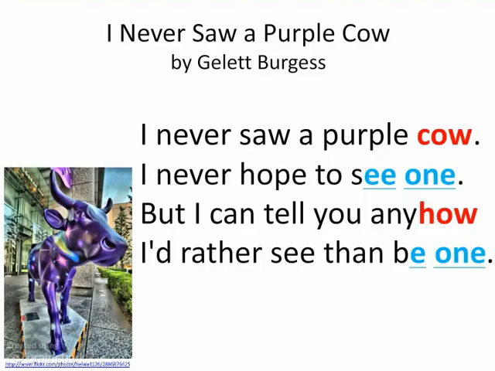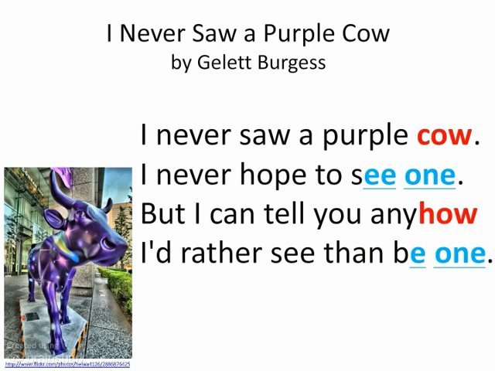Let's take a look at the poem again. I never saw a purple cow. I never hoped to see one. But I can tell you anyhow, I'd rather see than be one. Well, the syllables cow and how rhyme, and they're at the end of the lines, so that's end rhyme.